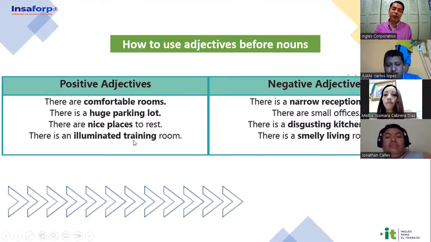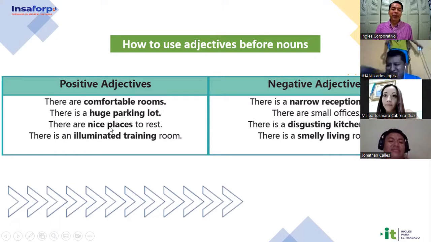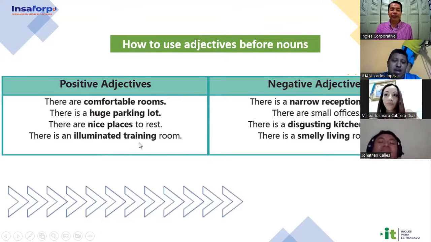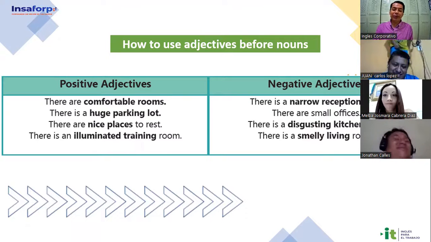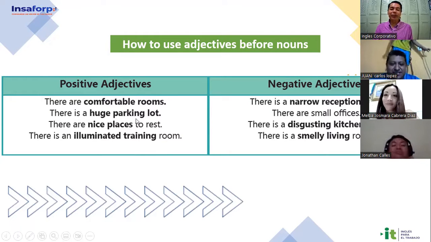Oh, ya quisiéramos nosotros un lugar donde ir a dormir en el trabajo, ¿verdad? Aquí en El Salvador. Ok, now. There is an illuminated training room. ¿Sí? Un cuarto de capacitación iluminado, you know? Ok, these are positive. No sé si en su trabajo hay esto. Hay un gran parqueo, los cuartos son cómodos. El jefe le lleva el almuerzo. Les dan café con semita. No sé si esos adjetivos positivos son para ustedes, ¿verdad?